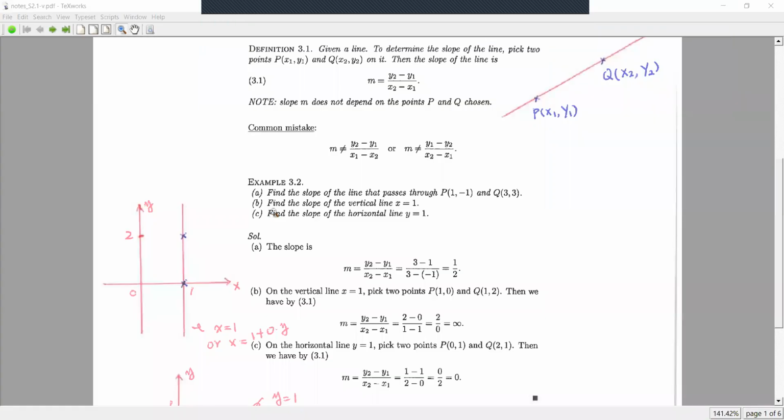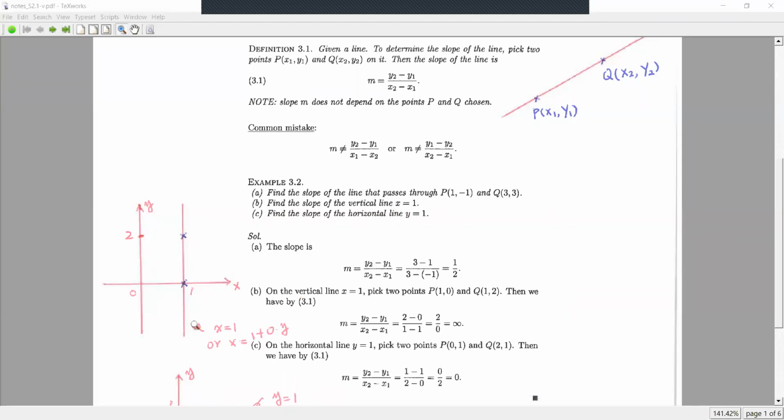Part B. Find the slope of the vertical line x is equal to 1. The graph of this equation is this vertical line. The graph is the set of all the points that satisfy the equation. All the points that satisfy this equation are the points on this vertical line. Now, I want to tell the slope of this line.